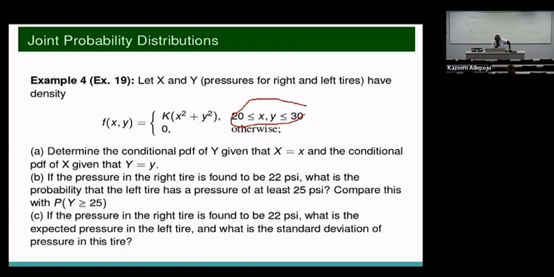But before you can actually solve this problem, you need to first determine the value of your k. As I'm saying, k is a constant. You want to get the value of your k when you integrate this over 20 to 30. So if you want to show that, that's what I'm showing here.